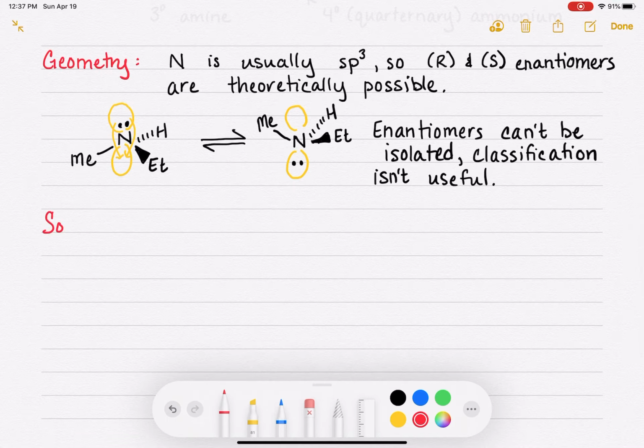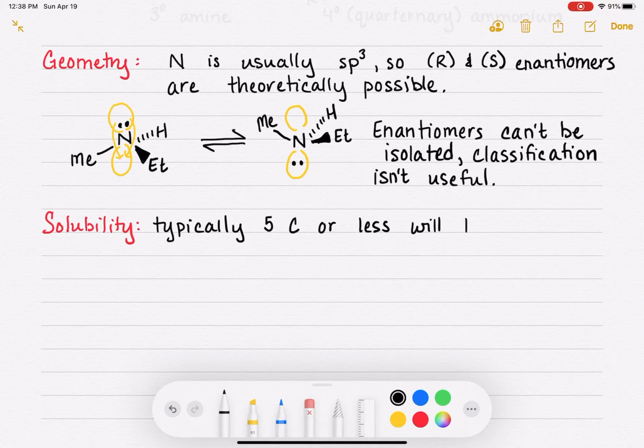The next thing that I want to talk about is solubility of amines in water. Typically, not always, but typically if your amine has 5 carbons or less, it will be soluble in water.